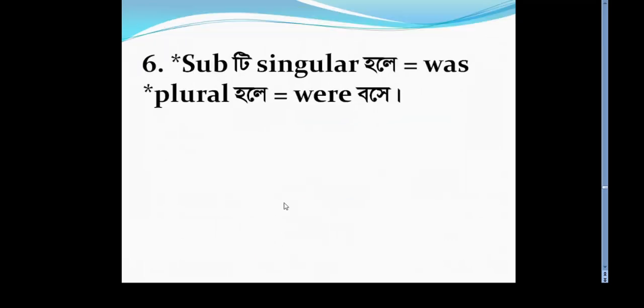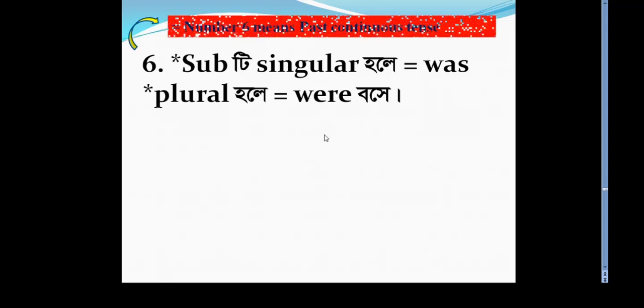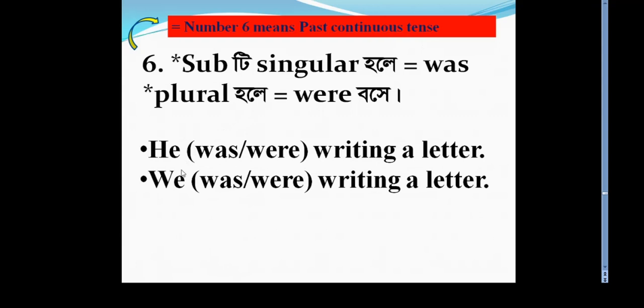Okay. Number 6. Subject singular holey was, plural holey were boshe. I hope you can easily understand. 6 means past continuous tense. For example, he was or were writing a letter. Which is right? Yes, though he is singular, we use was as the auxiliary verb for it.